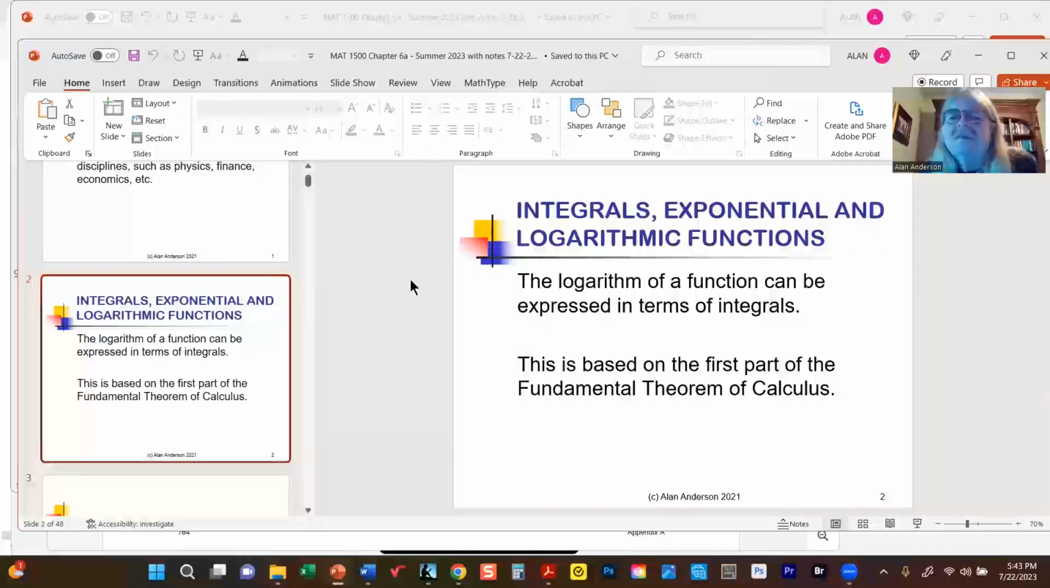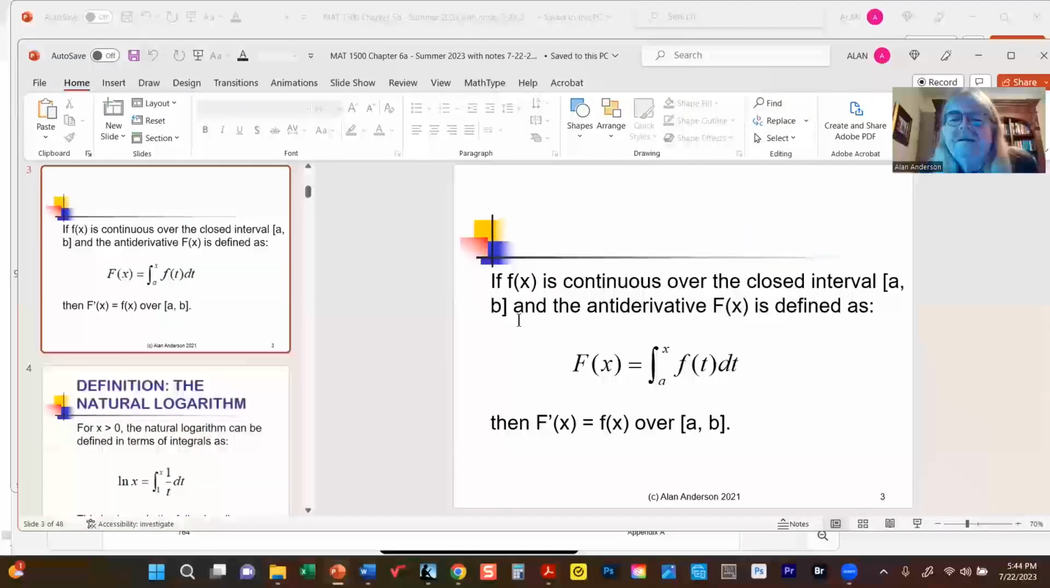So anyway, now it turns out the log of a function can be expressed in terms of integrals based on the first fundamental theorem of calculus. And so you recall, this is the statement of the first part of the fundamental theorem of calculus. Now we're going to see what we're going to do with it. Okay, what is it for?